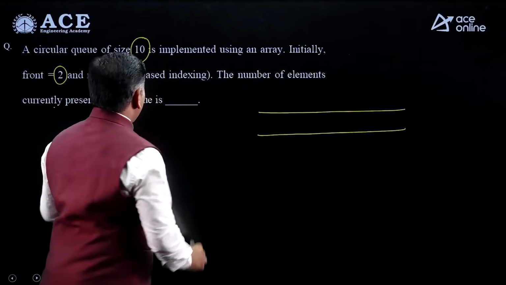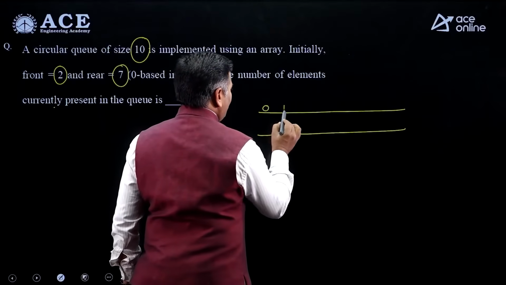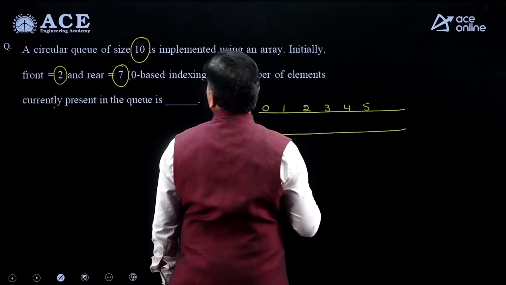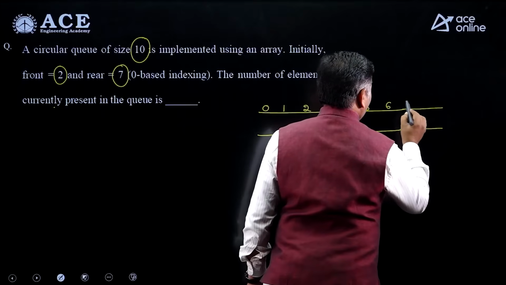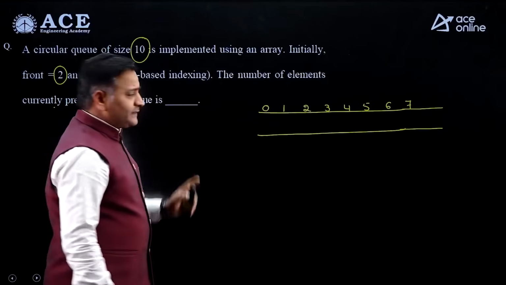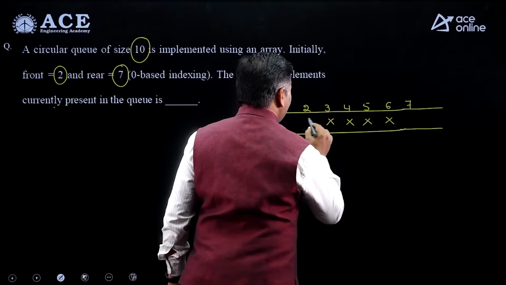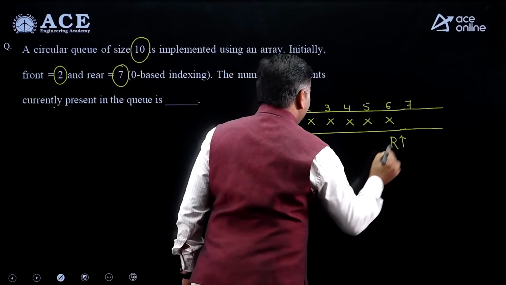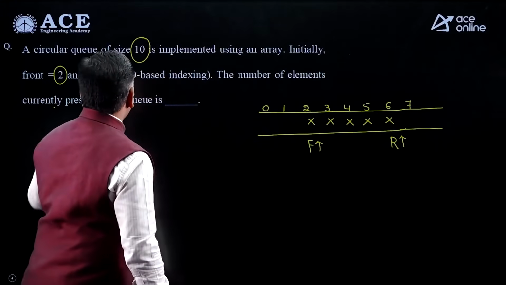So it is also a 0-based index. Consider 0, 1, 2, 3, 4, 5 and then 6, 7 and so on, it is continuing. Assume that there are some elements here, where rear is pointing to the 7th index and front is pointing to the 2nd index.